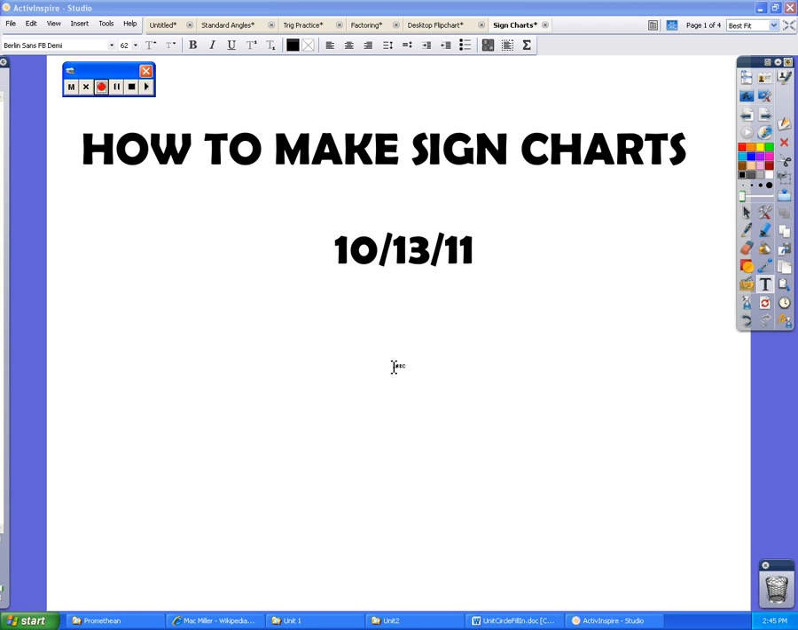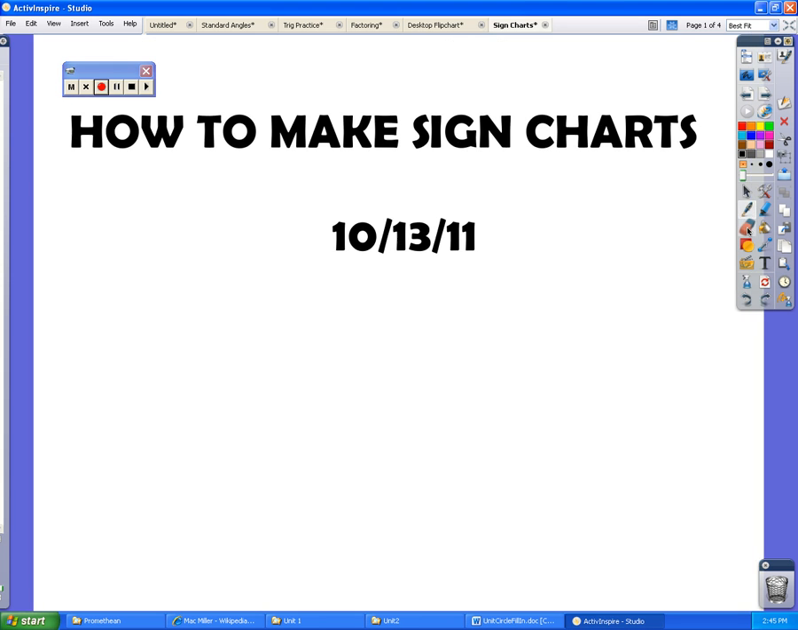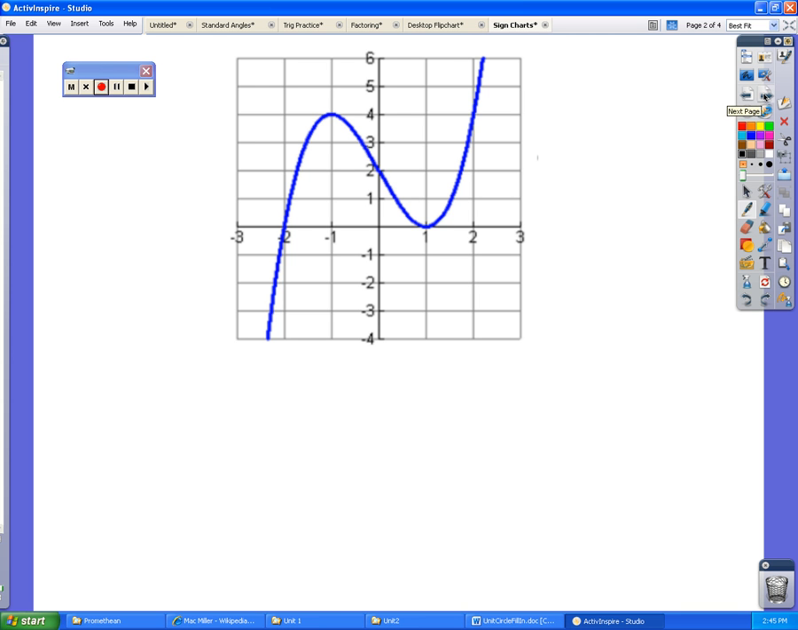So as promised, here is the sign chart YouTube video to get you understanding two different ways to do a sign chart. I'm going to start off with making sure you understand what a sign chart does. If we call the function here f of x, and we want to create a sign chart for f of x, it's really asking when is the function going to be positive, when is the function going to be negative, and when is the function going to be 0.